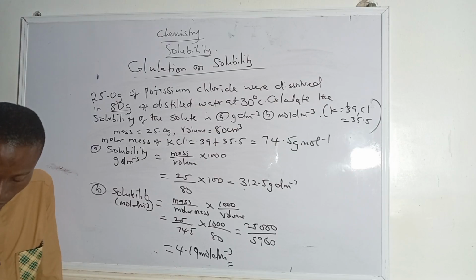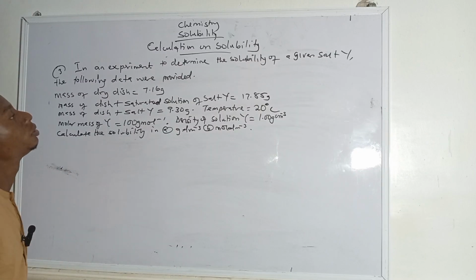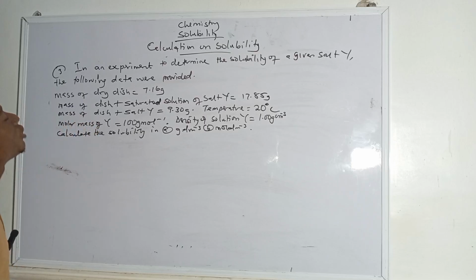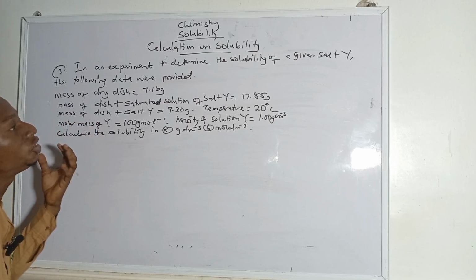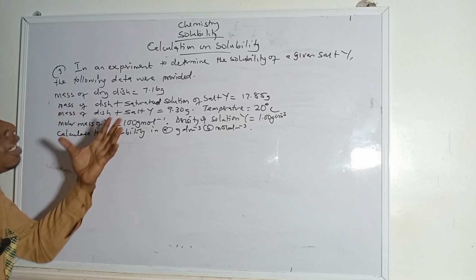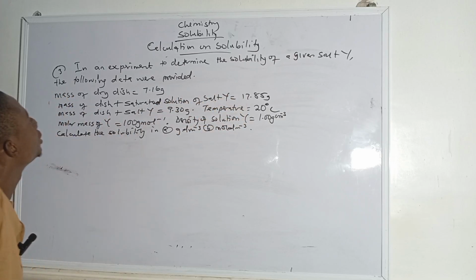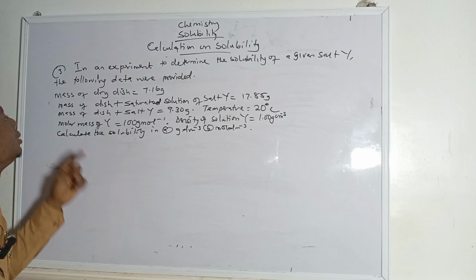So the next question now. Look at this particular question. They can also ask you this question, but they usually ask questions like this in theory. An experiment to determine the solubility of a gold salt. The following data were provided.